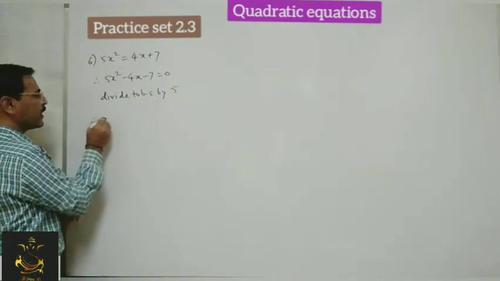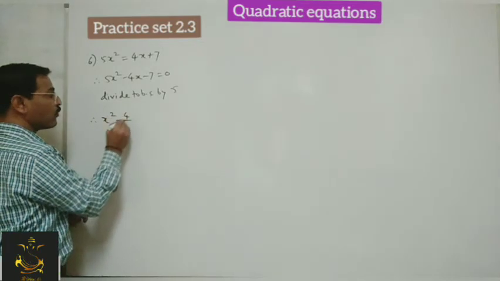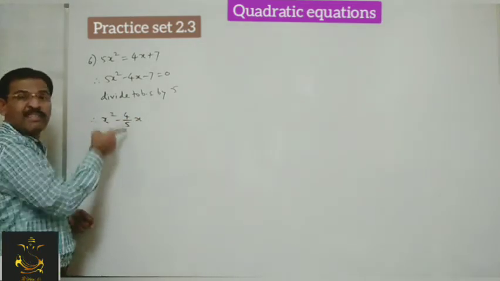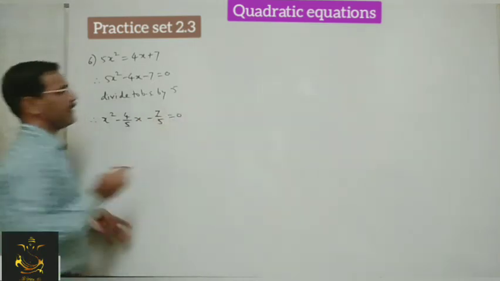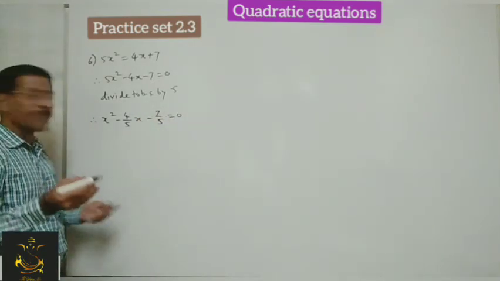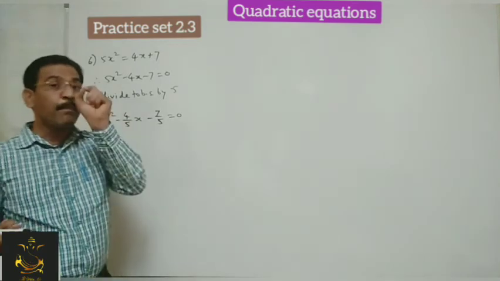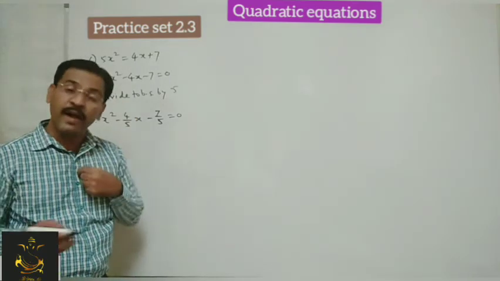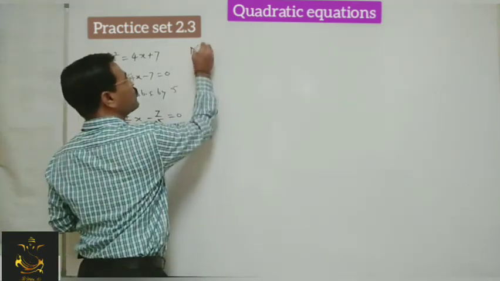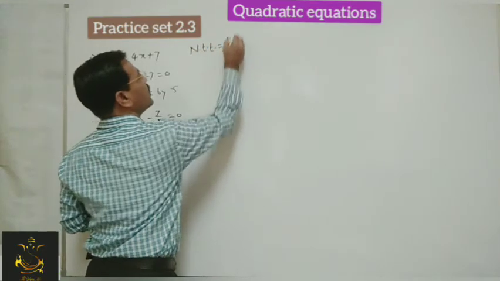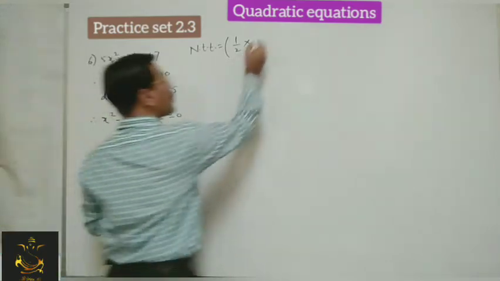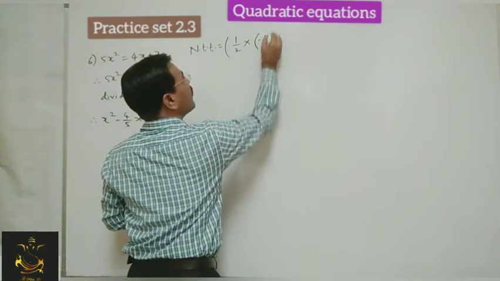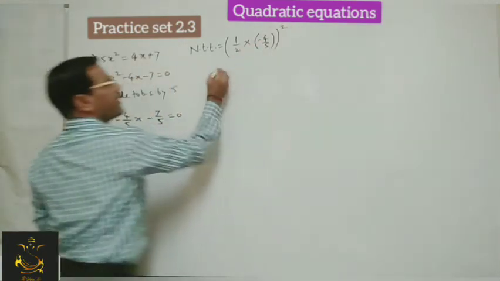What will we get here? It is x square minus 4 by 5. Here it is not divisible, so keep as it is. And here also minus 7 upon 5. Understand? What is the next step? We have to find the perfect square term, and that one, as usual, is the third term: half into the coefficient. What is the coefficient here? That is minus 4 upon 5. And don't forget to write the square here.